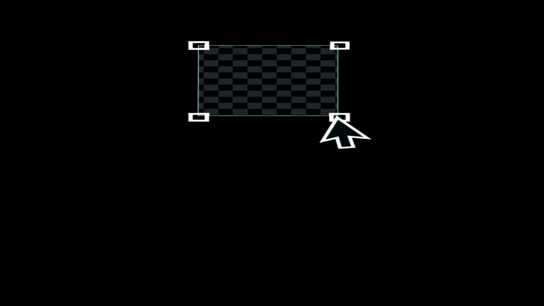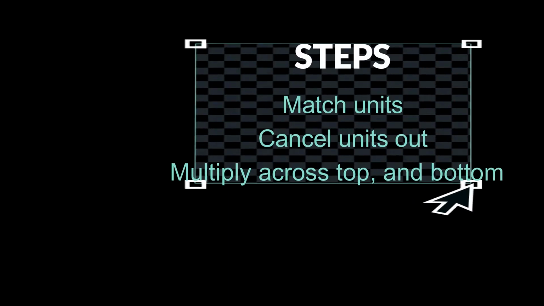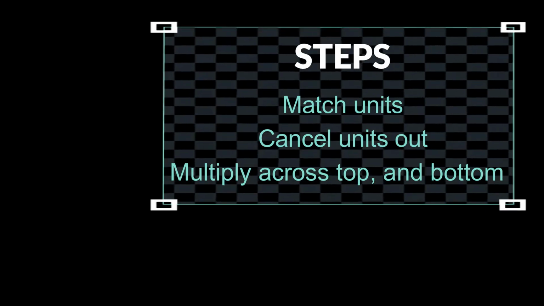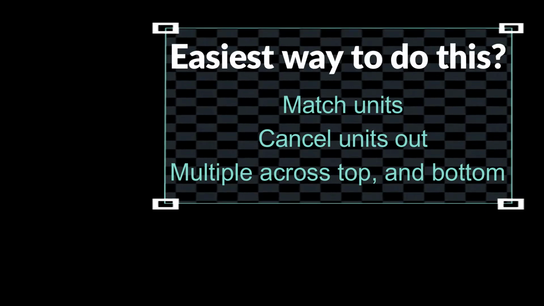So in this tutorial, we're going to use three main steps here to do the dimensional analysis. We're going to learn how to match up the units so that they cancel out mathematically. And then from there, we multiply across the top and the bottom with numbers to get our final answer.